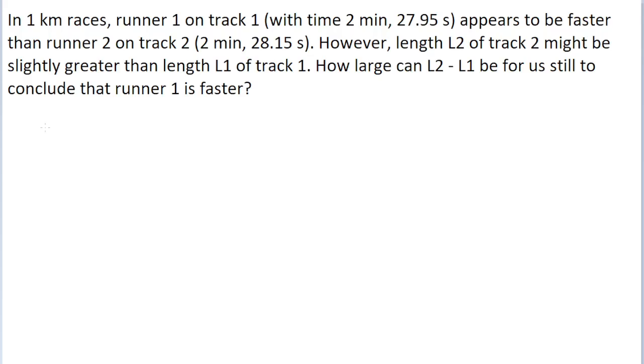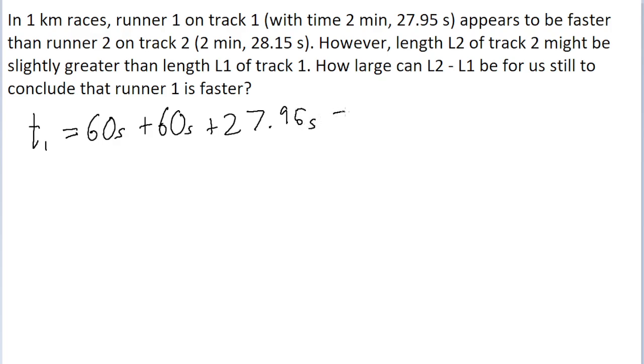In this problem, we have two runners running around a track that is supposed to be 1 kilometer, or 1,000 meters. The first runner, runner 1, runs around the track with a time of 2 minutes and 27.95 seconds. So that's 60 seconds plus 60 seconds for the 2 minutes, plus 27.95 seconds, for a total time of 147.95 seconds.